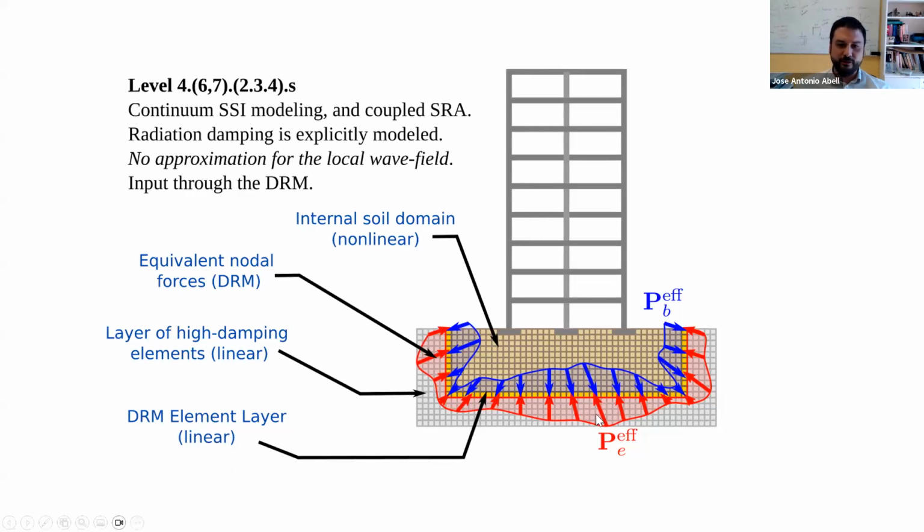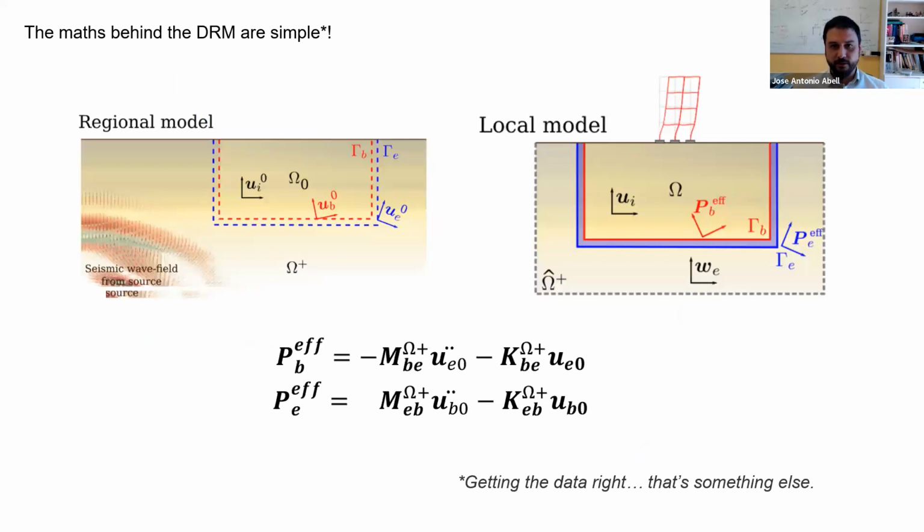And then you have an exterior boundary that you can use to absorb outgoing seismic radiation or outgoing motions, which are actually mismatches from the motions that are produced by the perturbation inside the domain. And the interface between the two domains, the interior domain and the exterior domain, is where input occurs, and we call that the DRM element layer. So regional model, local model, you compute the effective boundary and external forces with these very, very simple finite element equations, which just involve the mass matrix and the stiffness matrix for the one single element layer here.